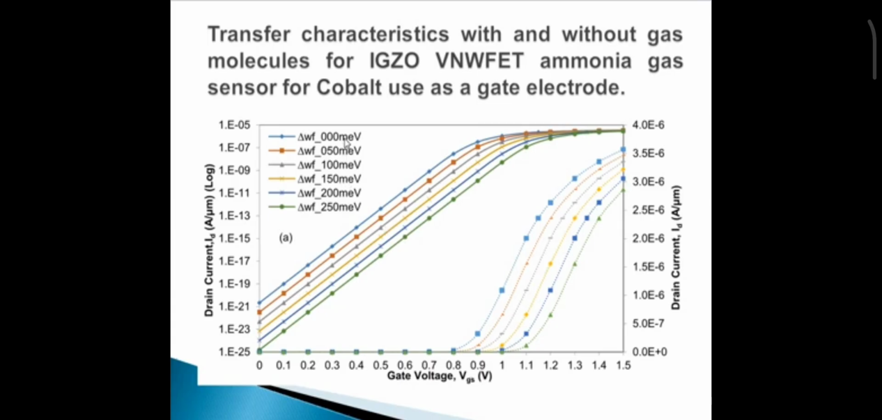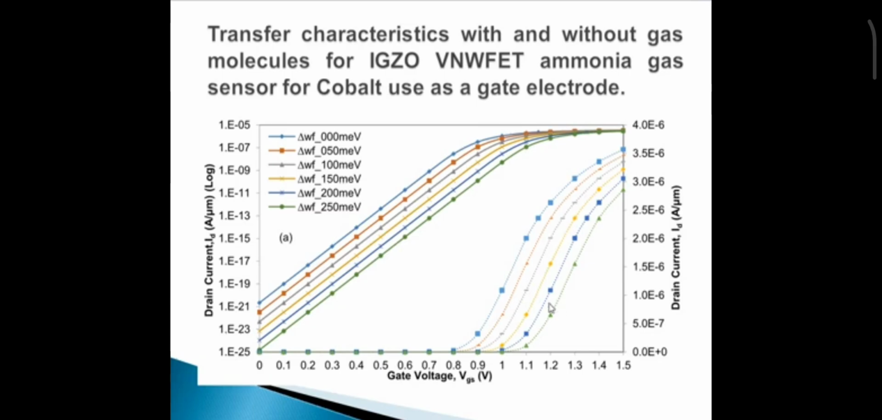When it is 0 milli electron volt, this means no ammonia gas is introduced at the gate metal. When some ammonia gas is introduced at the gate metal, the change in the work function is 50 milli electron volt. Next is for the 100 milli electron volt. Next is for the change in the work function of the gate metal at 150 milli electron volt, 200 milli electron volt, and the 250 milli electron volt.